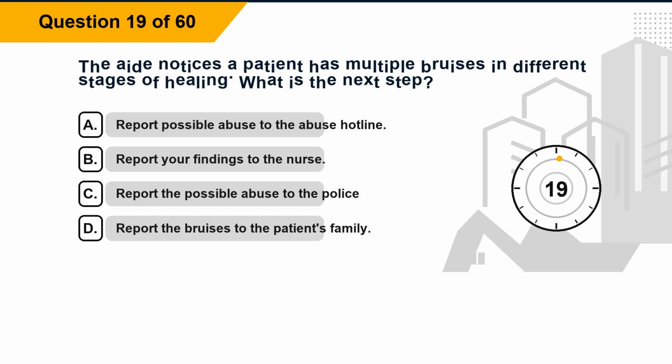Question 19. The aide notices a patient has multiple bruises in different stages of healing. What is the next step? Option A. Report possible abuse to the abuse hotline. Option B. Report your findings to the nurse. Option C. Report the possible abuse to the police. Option D. Report the bruises to the patient's family.